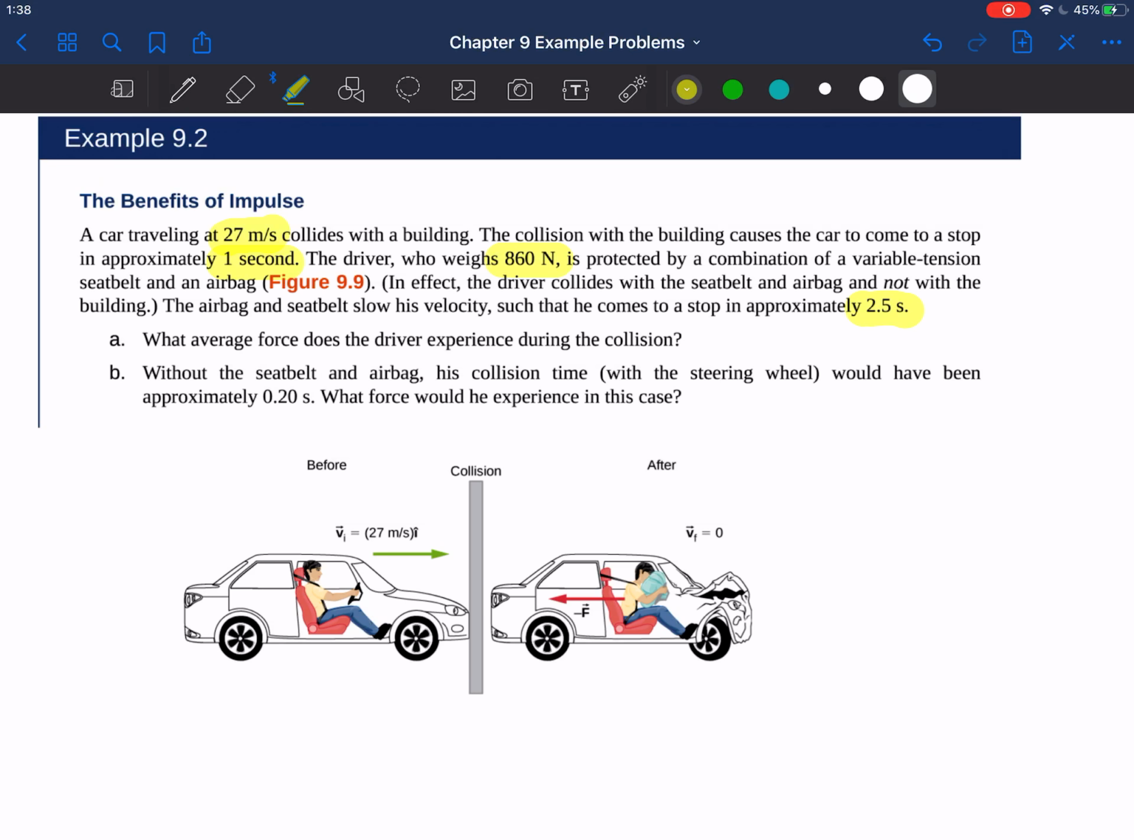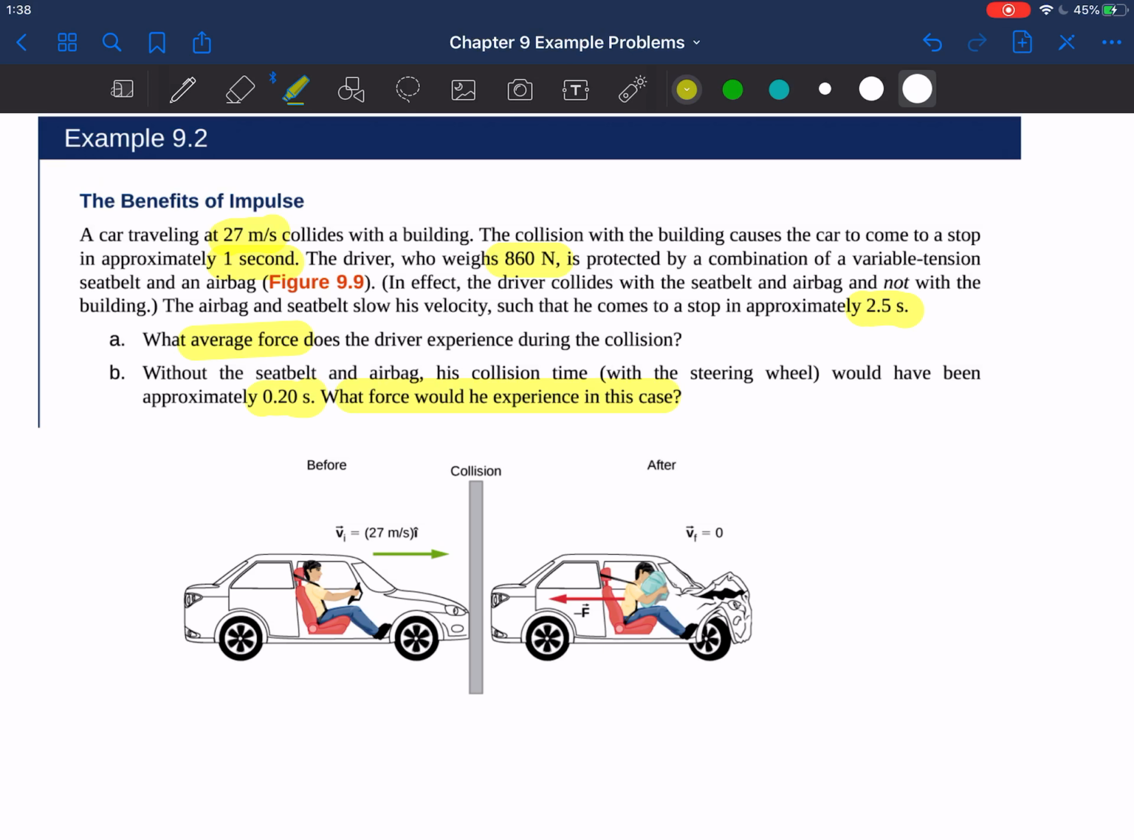Okay, so the car is coming to a stop in 1 second, but because the driver is actually hitting the airbag instead of hitting the wall, the actual collision for the driver is taking longer. It's 2.5 seconds long. In part A, the question is asking what is the average force that the driver experiences with the airbag. In part B, take away the airbag and the seatbelt, and in that case, the collision time decreases to 0.2 seconds because this time he is stopped by the steering wheel instead of by the airbag, so the collision happens a lot faster. And the question is, what force would he experience in that case?